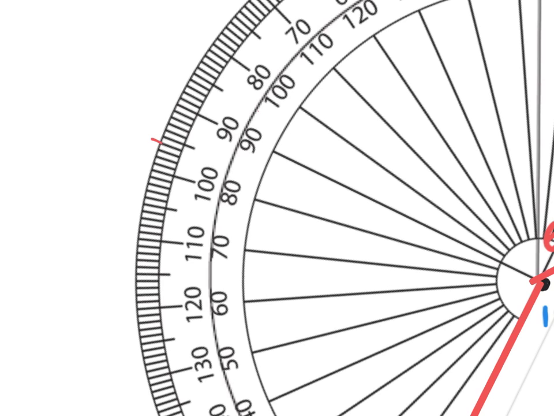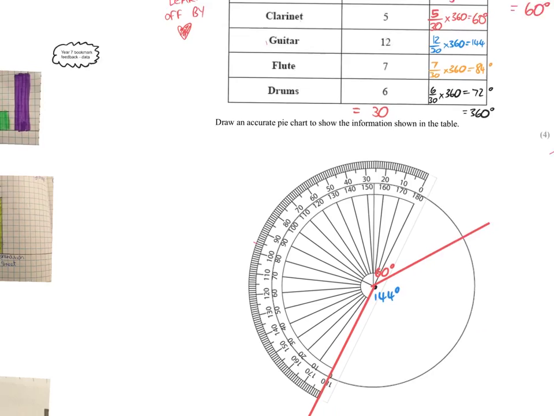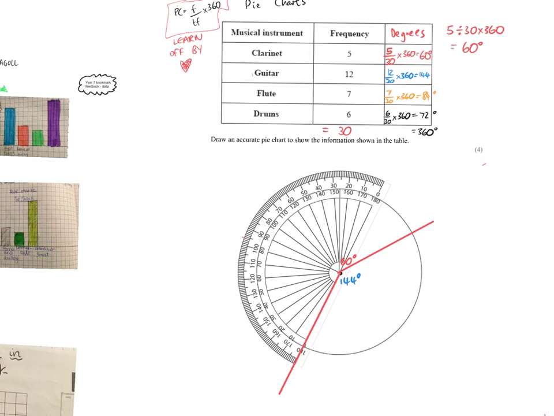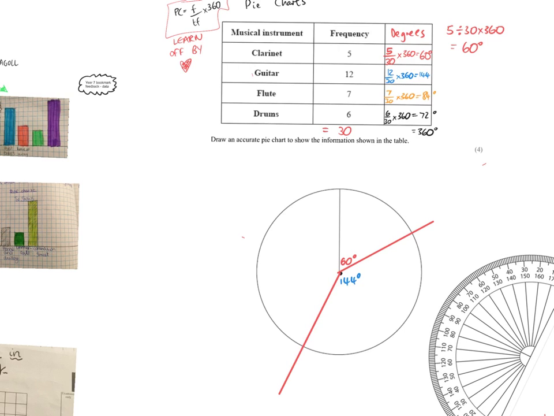Okay, what I would now do is remove my protractor, take that to one side, and draw a straight line going from the centre through my line there. And again I'm going to label that angle that I've just measured, and this angle here was 84 degrees. And then finally the last one is 72.